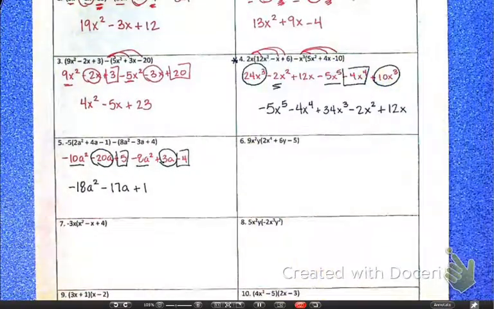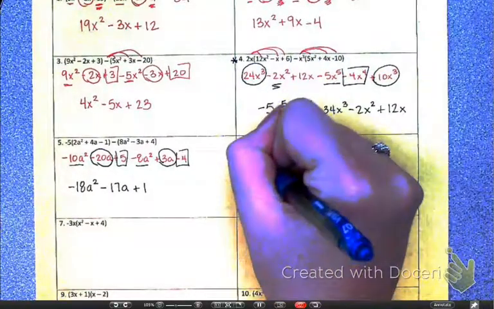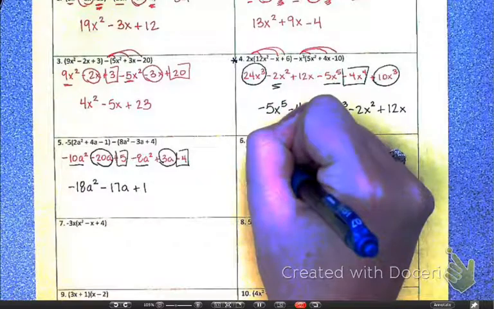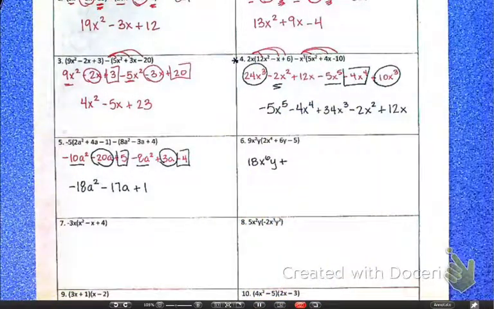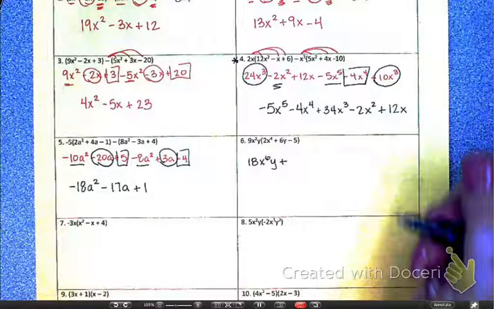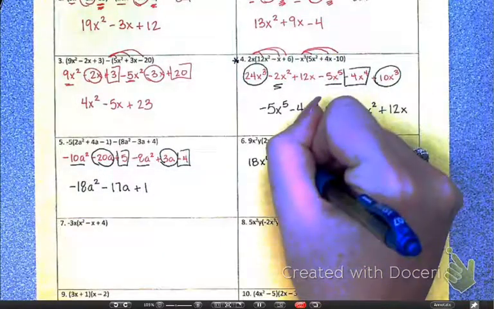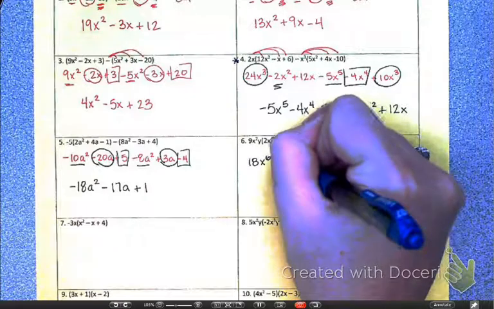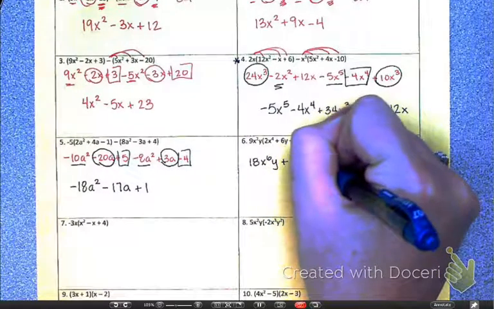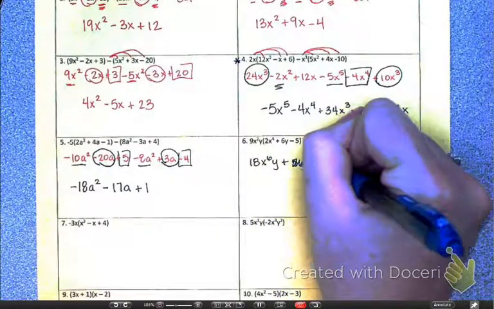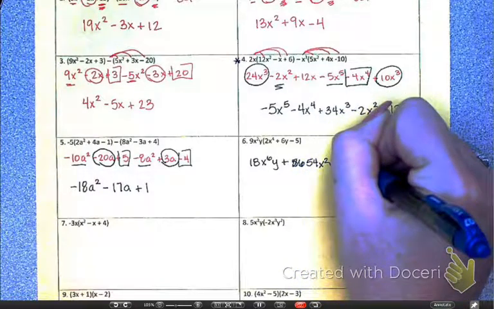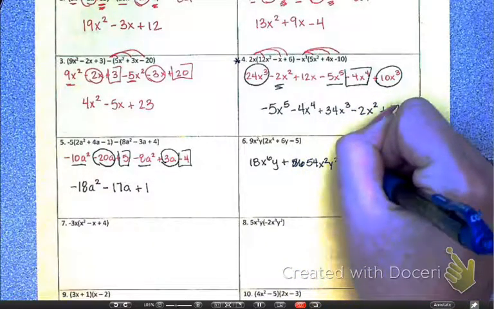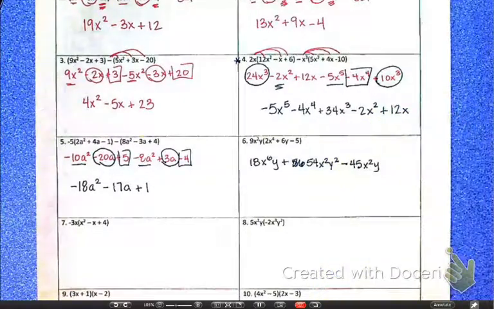So if I distribute, I get 18x to the 6th y plus 54, where am I at? x squared, y squared, minus 45, x squared, y. So here's what people started to do.